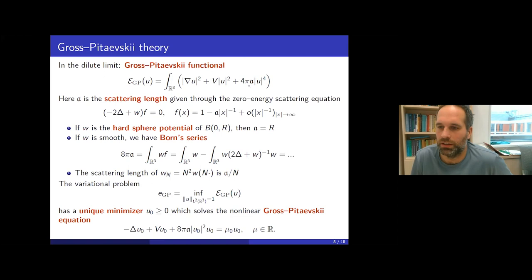Yeah, this is an expression that you know very well. Very many of you probably also start the computations with that equation. And now really the A is the proper scattering length.